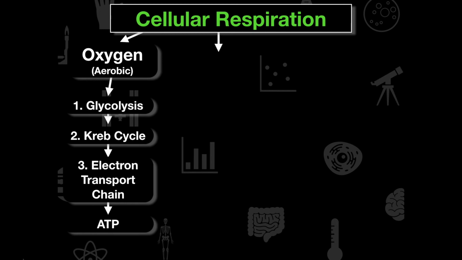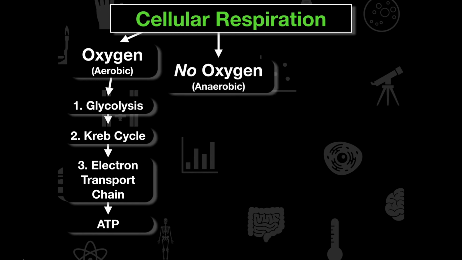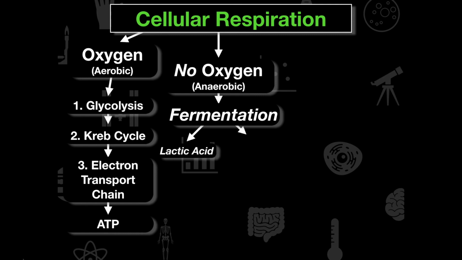The whole goal of this is to generate as much ATP as possible. Now, if oxygen is not present, then it's anaerobic. What's going to end up happening is we go into fermentation. We'll go through glycolysis first, because glycolysis doesn't really require oxygen, but then we're either going to go into lactic acid fermentation, or we're going to go into alcoholic fermentation.